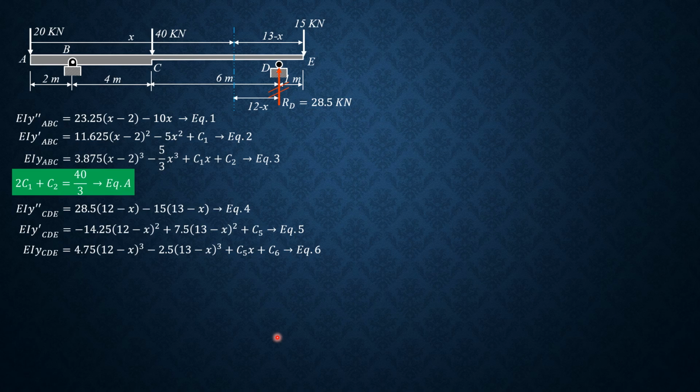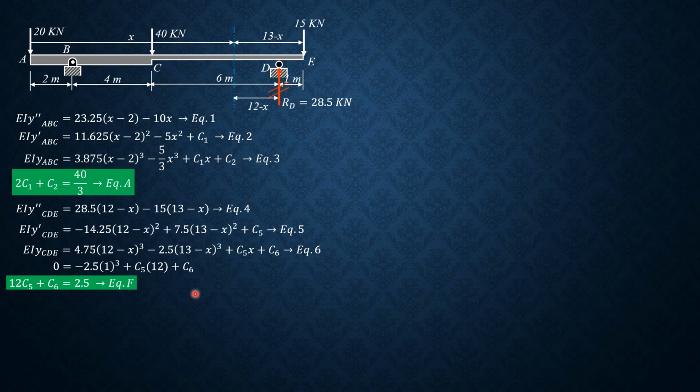Then the boundary condition: when x is 12, y is 0. So 0 equals 0 minus 2.5 times 1 cubed, then c sub 5 times 12 plus c sub 6. Again, 13 minus 12 is 1, positive 1 cubed, then plus c sub 5 times 12 plus c sub 6. So 12 c sub 5 plus c sub 6 equals 2.5.